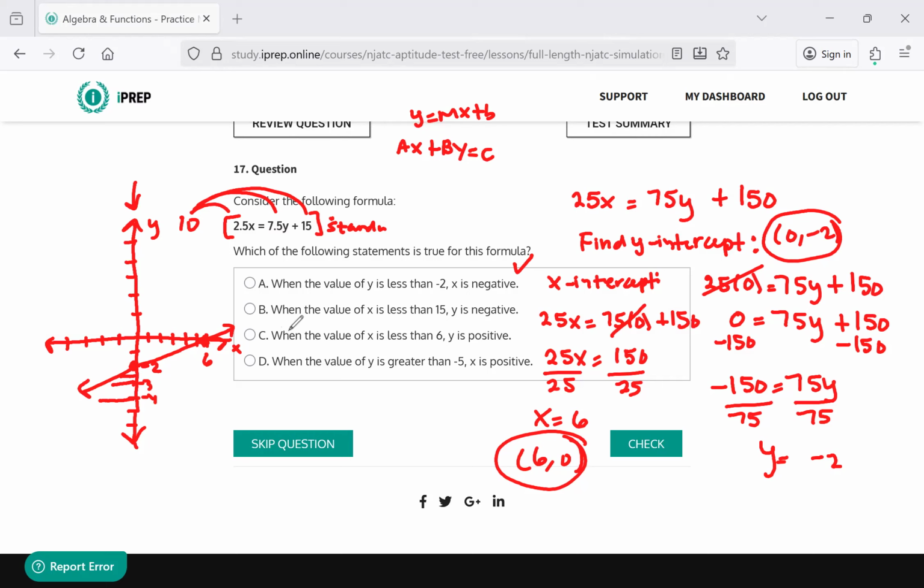What about B? When the value of x is less than 15, y is negative. So when the value of x is less than positive 15, that includes 14, 13, 12. If you continue, this is 15, so at 14, the y value is negative.